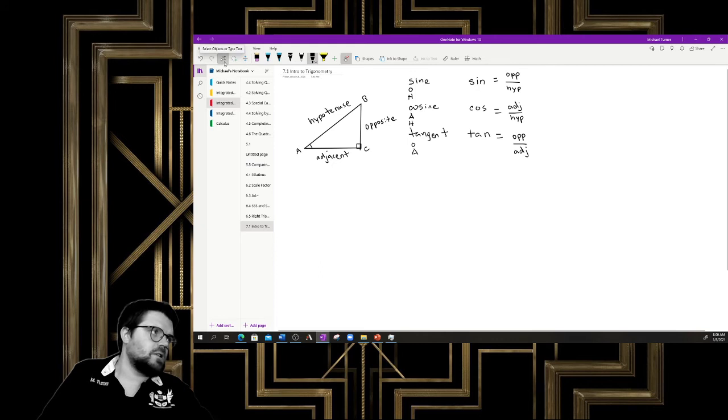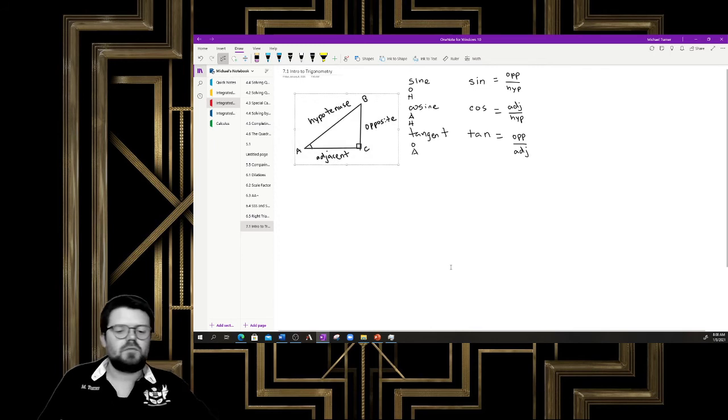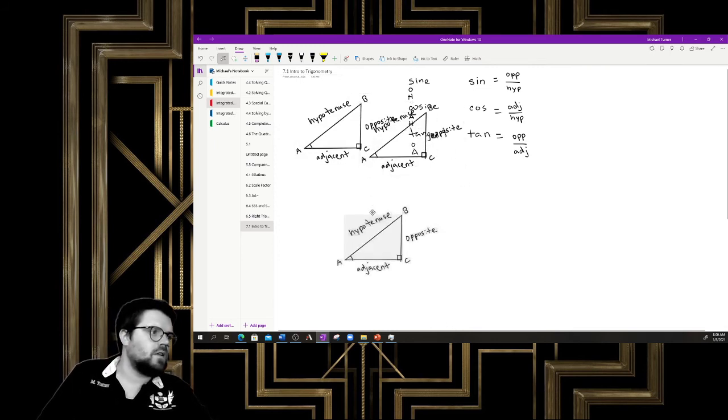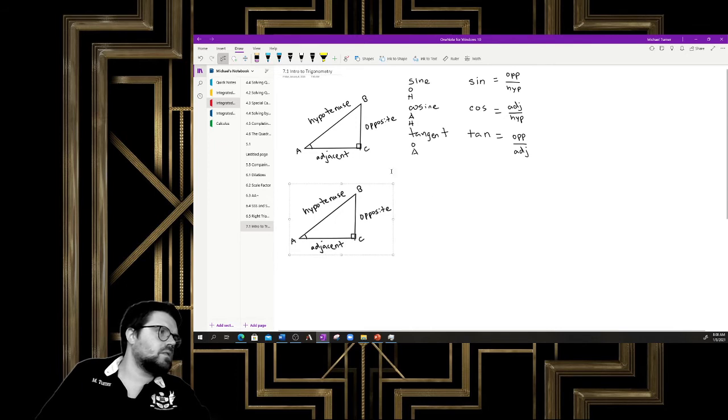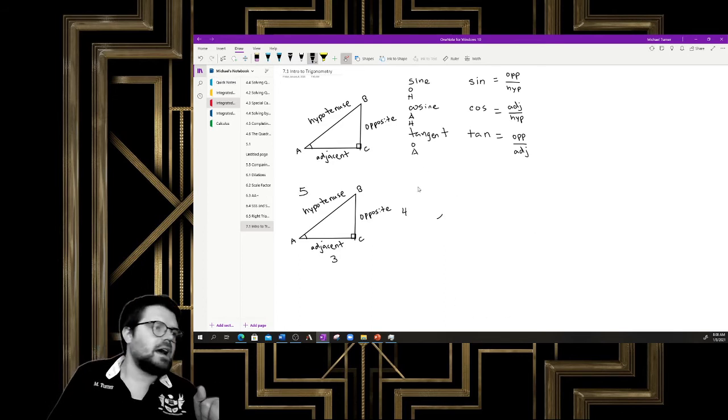On your assignment, what this looks like is simply you're going to be given a triangle. And rather than having opposite and adjacent and hypotenuse written here, you're instead going to have actual values. So, for instance, let's say I have 3, 4, and 5 written here for this example. So I could ask you, well, what's the sine of angle A?